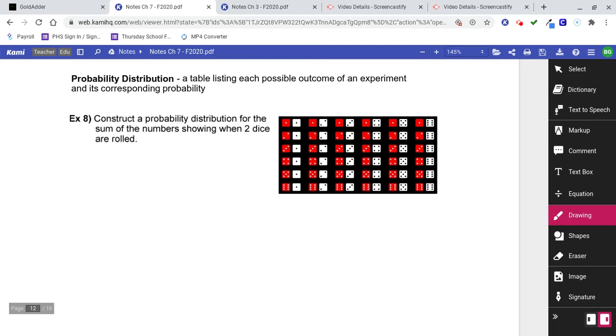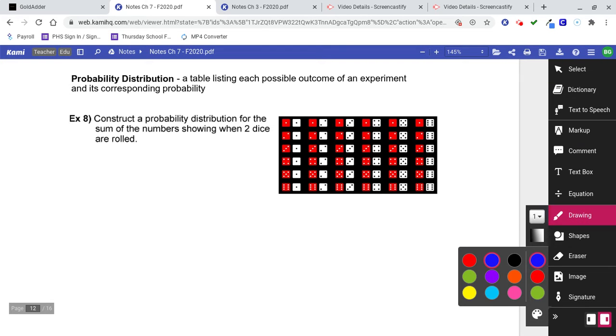Number 8 says construct a probability distribution for the sum of the numbers showing when 2 dice are rolled. So it's kind of important that you understand we're talking about the sum of the numbers. Okay, that's what's called your variable, your random variable. X is the sum of the numbers. So if you look, what could possibly happen? Well, the smallest sum of the numbers is 2. If you roll 2 ones, you get a sum of 2. You understand what I'm saying?